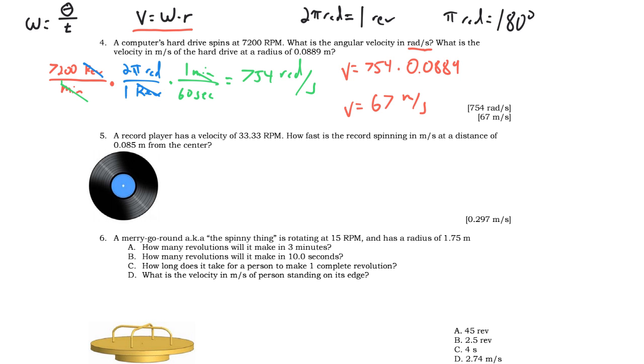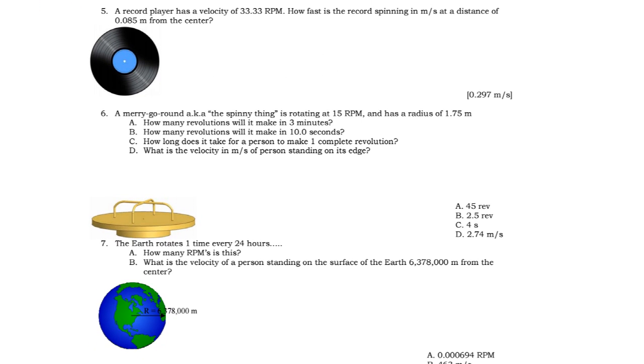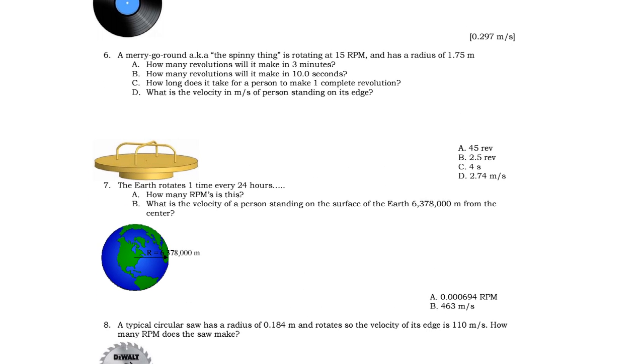All right, moving on. Number 5 is pretty similar. Convert that revolutions per minute to rads per second, and then multiply that by the radius.